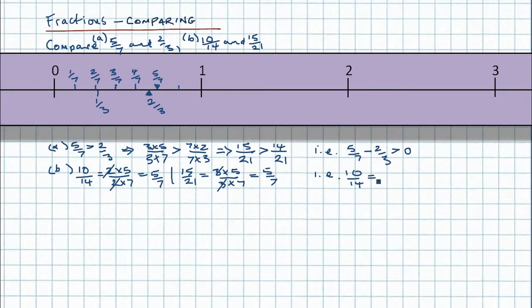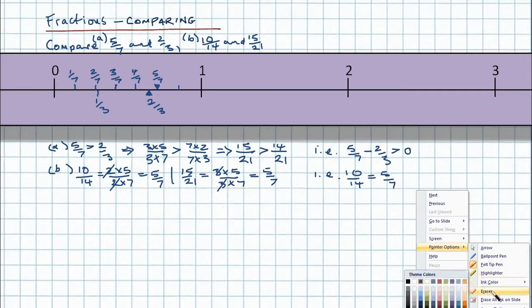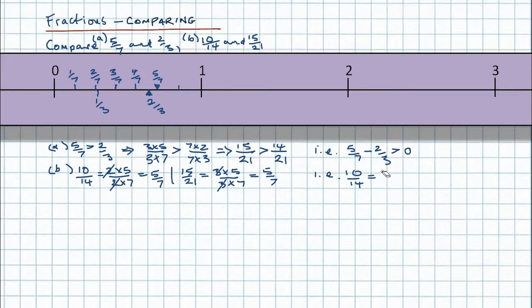10/14 equals 5/7. Let's get the original fraction that we need to, 15/21. Okay, 15/21.